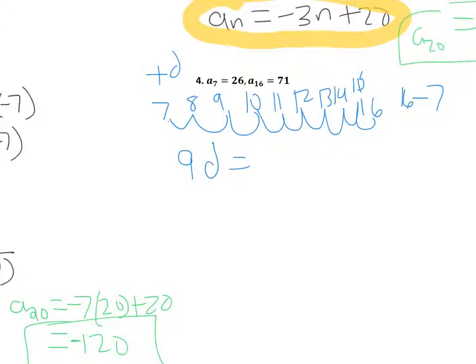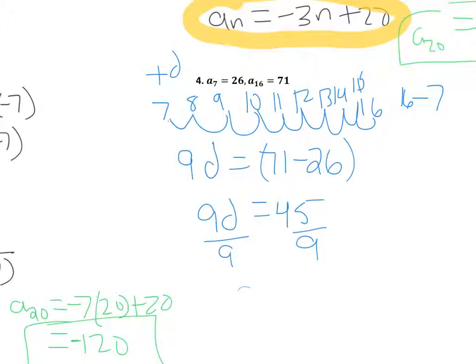And that's to get from 26 to 71. So you do the later term minus the earlier term. So you have 9d equals 71 minus 26. So you get 45. So you get d equals 5.